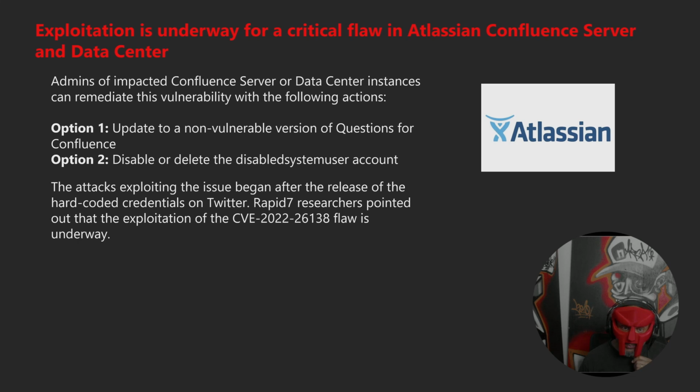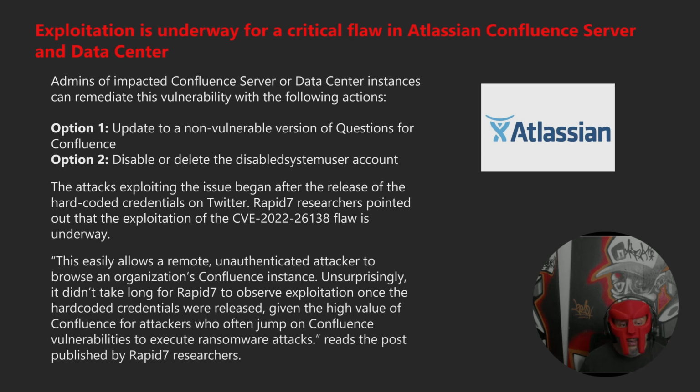The attacks exploiting the issue began after the release of the hard-coded credentials on Twitter. Rapid7 researchers pointed out that exploitation of the CVE-2022-26138 flaw is underway, meaning it's active. People are attacking it and trying to exploit it right now. This easily allows a remote, unauthenticated attacker to browse an organization's Confluence instance, meaning getting all your secrets about your application, all the documentation that you keep in Confluence that's not private is visible. Unsurprisingly, it didn't take long for Rapid7 to observe exploitation once the hard-coded credentials were released, given the high value of Confluence for attackers, who often jump on Confluence vulnerabilities to execute ransomware attacks, reads a post published by Rapid7 researchers.